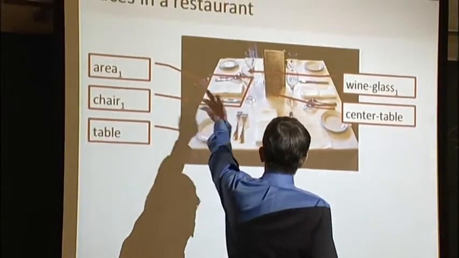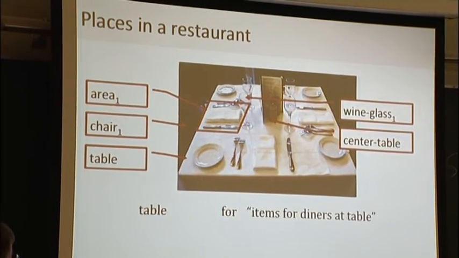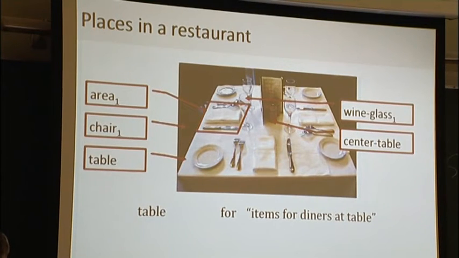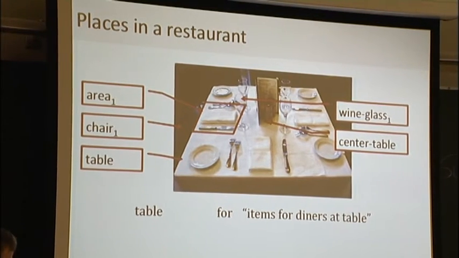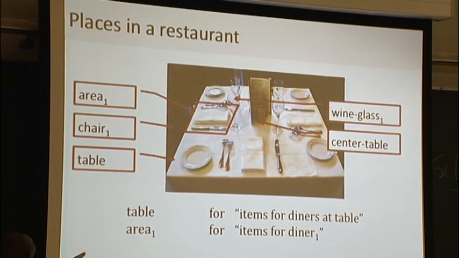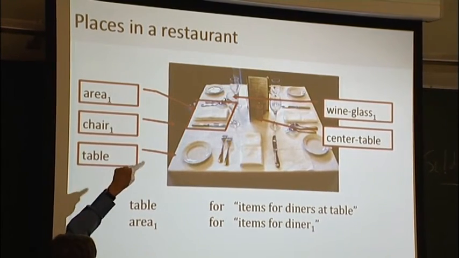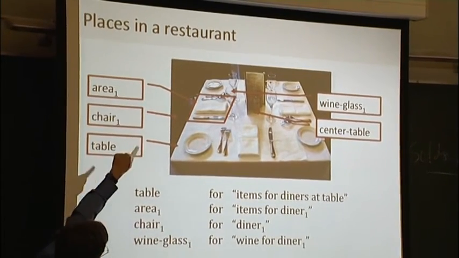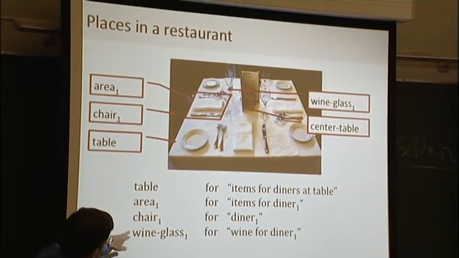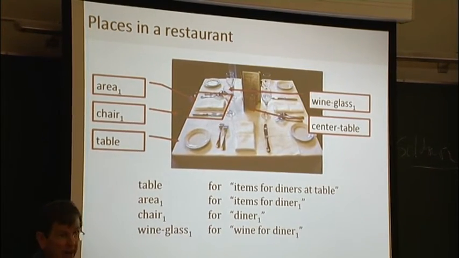So it's got this area right here, which I'm calling Area 1, and that's for diners at that table. Things that are put on that table are for those diners that are sitting at the table. This Area 1 here is for items for the diner who's sitting at that place. The chair is for him. There's a chair over there that you can barely see. There's a wine glass there, and that's for the wine for that guy.